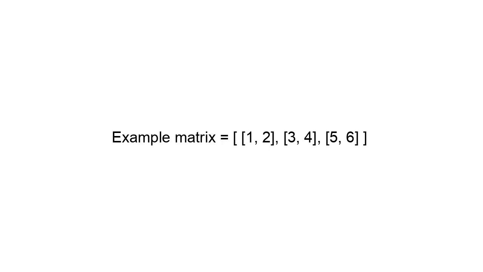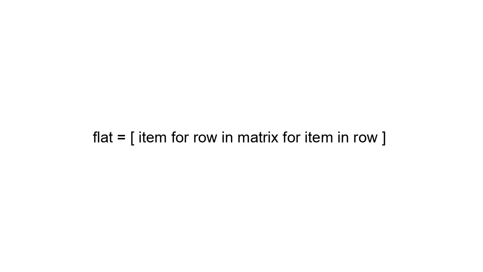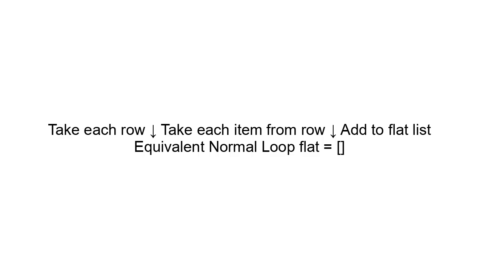Example: matrix = [[1, 2, 3], [4, 5, 6]]. flat = [item for row in matrix for item in row]. Print flat. Output: [1, 2, 3, 4, 5, 6]. How this works. Order matters. For row in matrix, for item in row. Conceptually, take each item from row, add to flat list.